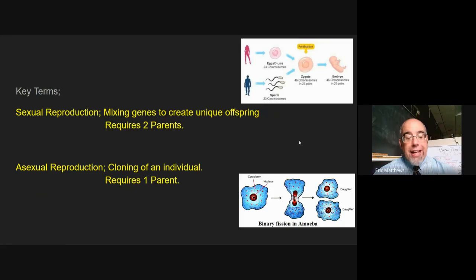Asexual reproduction is basically, for the most part, done by single-celled organisms where instead of mixing genes at all, what they do is they just split in half. And so the new one has a copy of the genes the parent had. It's cloning. Now, there's positives and negatives to each of these, but they are the two strategies that we've really found for reproduction in nature.